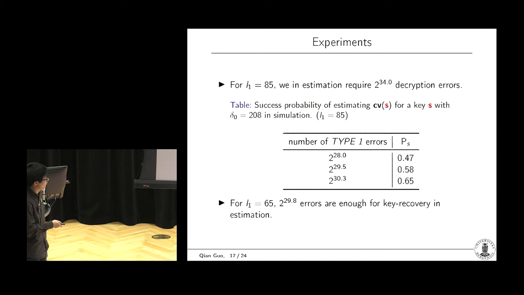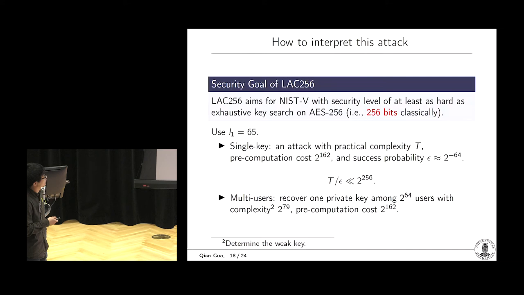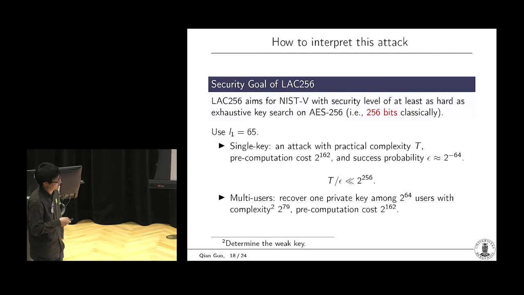So how to interpret this? We see that this LAC aims for 256 bits. If we are lucky, we send it to the weak key, then we attack it with practical complexity. The success probability, only the weak key success probability, is about 2^-64. For multiple users, we can amortize the complexity, and we can recover one private key among 2^64 users.